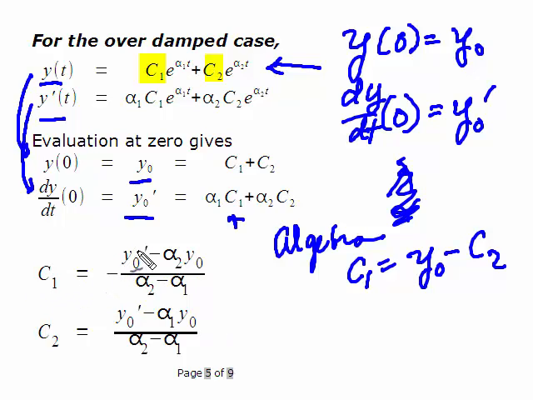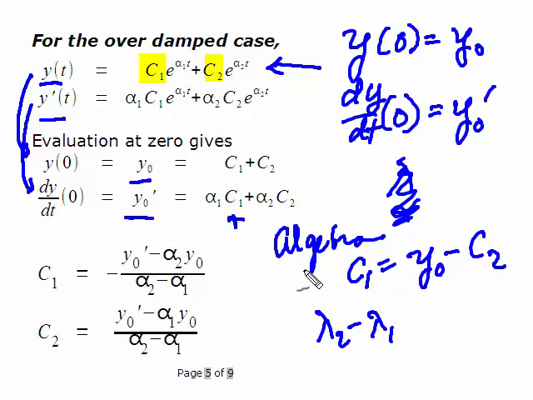c1 equals the negative of, in the numerator, that first derivative initial condition y0 prime minus alpha 2 times the value of the function at the initial time y0, divided by the difference of the roots. If you want to think in the old terms, that would be lambda 2 minus lambda 1 if you want to use that notation. And here's the value for c2, which looks fairly similar. No negative sign, and the alpha 2 in the numerator is replaced with alpha 1.